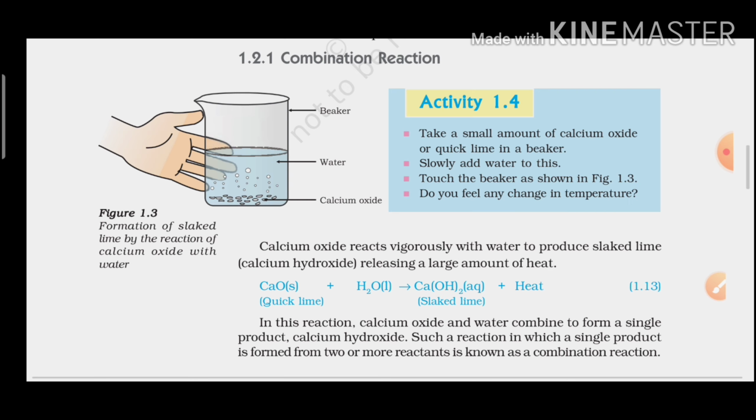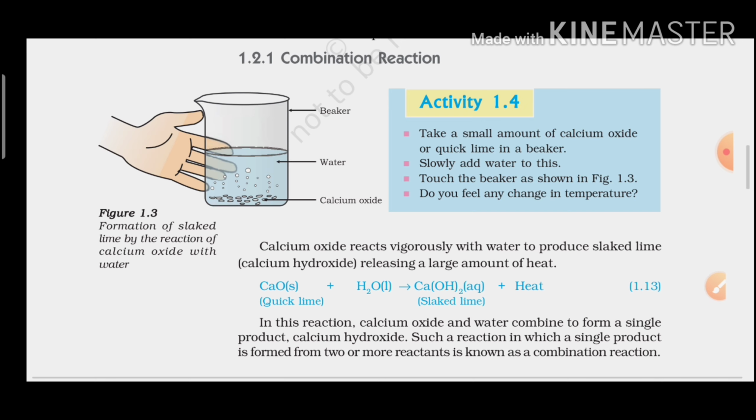When we add water into the beaker, we can see that there is a change in the temperature, and we can feel this change in temperature by touching the beaker. So students, what happens here is, when calcium oxide reacts with water, it produces slaked lime, which is also known as calcium hydroxide, and during this reaction a large amount of heat is released.